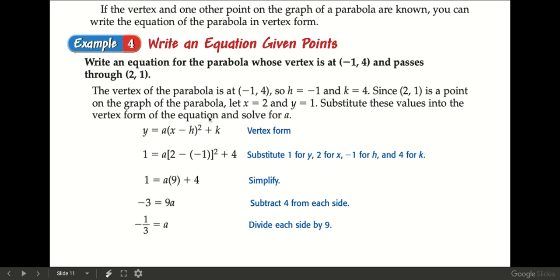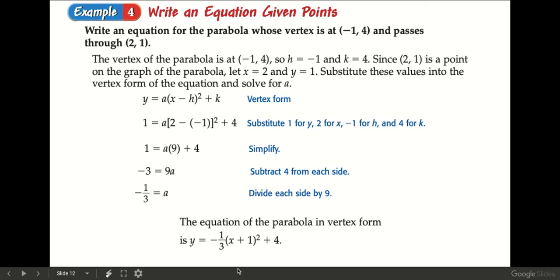Okay, so again, in order to write a vertex form equation, we already know our h and k. We have now solved for a, so those are the only values we need to put in. So the equation for this parabola in vertex form is going to be y equals negative 1/3 quantity x plus 1 squared plus 4. So this is how you can write an equation if you're given the vertex and a point.